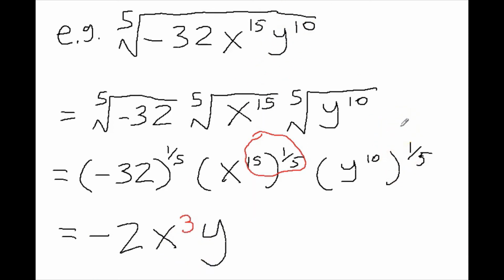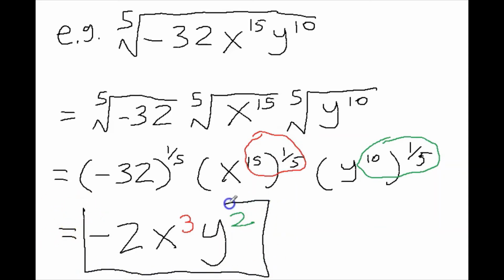Okay, so x raised to the power of 10 times 1/5. What's 10 times 1/5? Is that 2? So x raised to the third power, y raised to the second power. So this right here is the answer he wants: negative 2x cubed y squared.